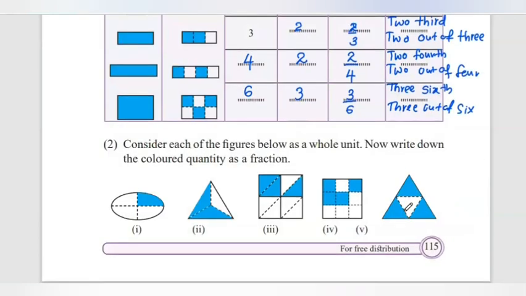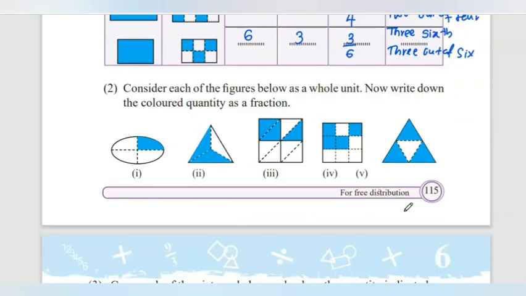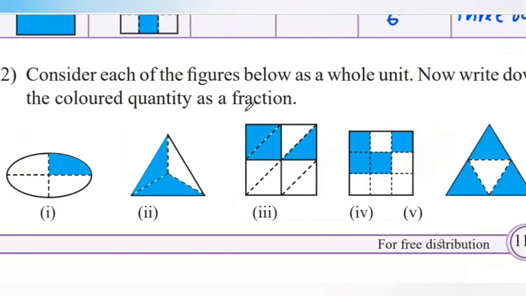Okay, again consider each of the figures below as a whole unit. Now write down the colored quantity as a fraction. How do we express the colored quantity as a fraction in the first part? 1 out of 4, or a quarter. 1 quarter. Or read this one, 2 out of 3. Here, 3 out of 8.